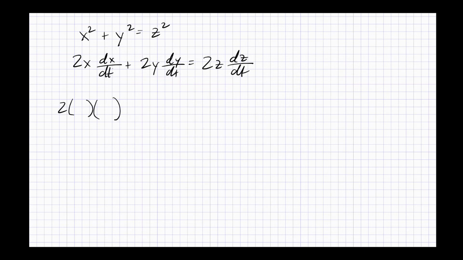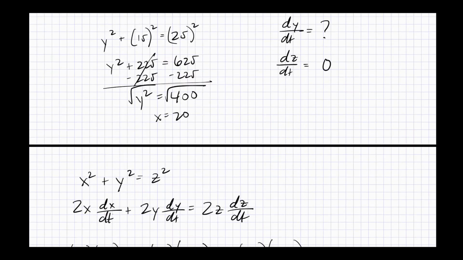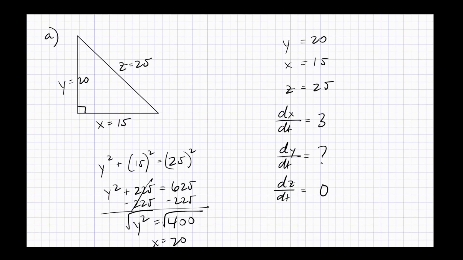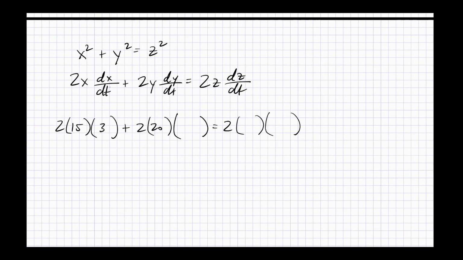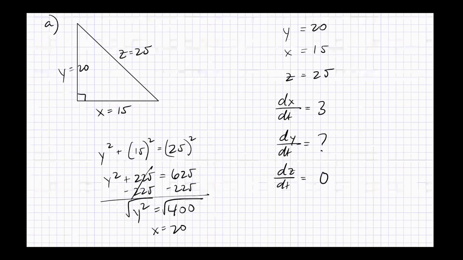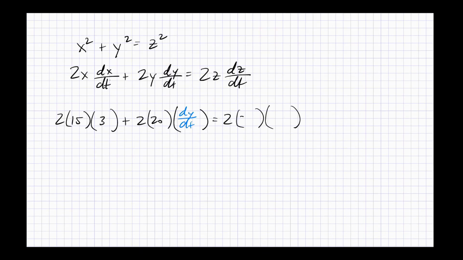So 2 times x times dx dt, 2 times y times dy dt, 2 times z times dz dt. X is 15 and dx dt is 3. Y is 20 and dy dt, I don't know. So that's what I'm trying to figure out, dy dt. Z is 25 and dz dt is 0 because that's not increasing or decreasing at all. The only thing left is dy dt, and that's what I'm trying to solve for.